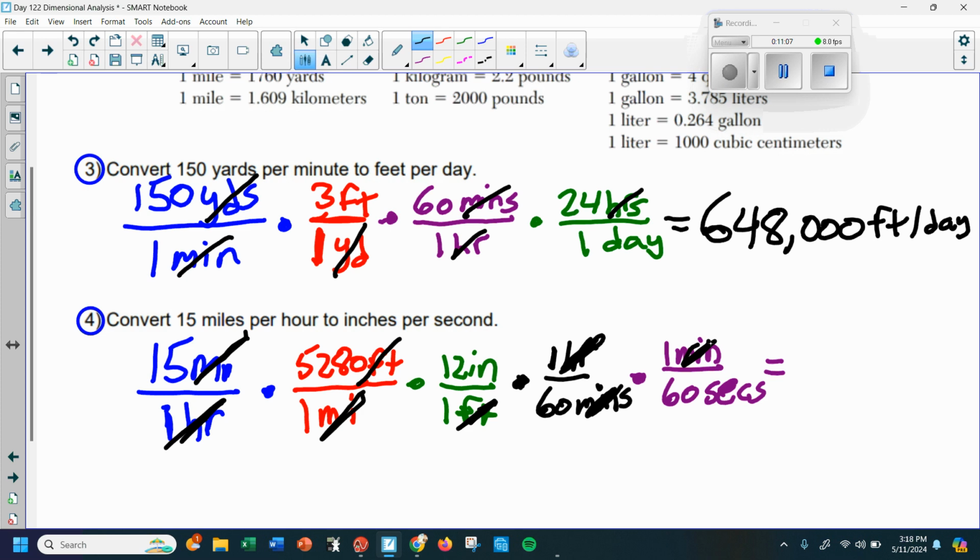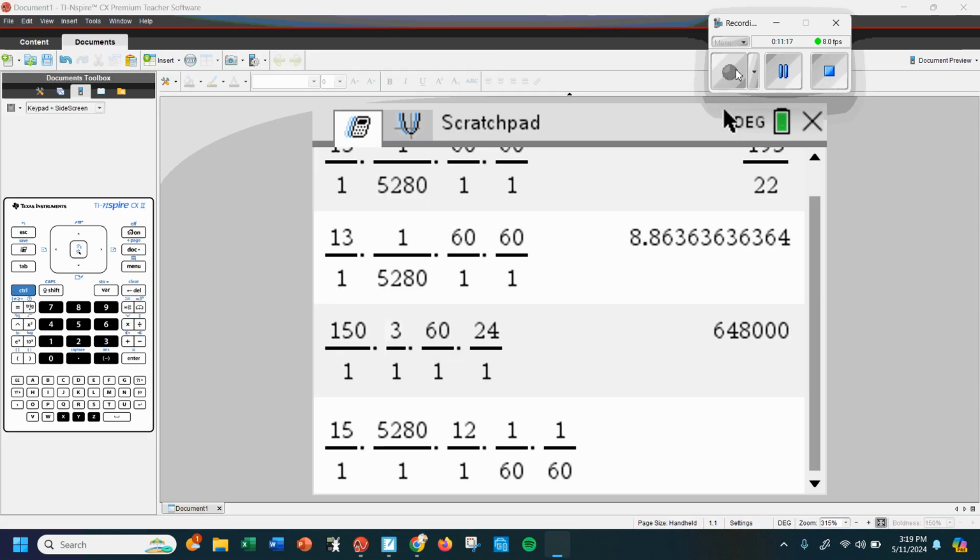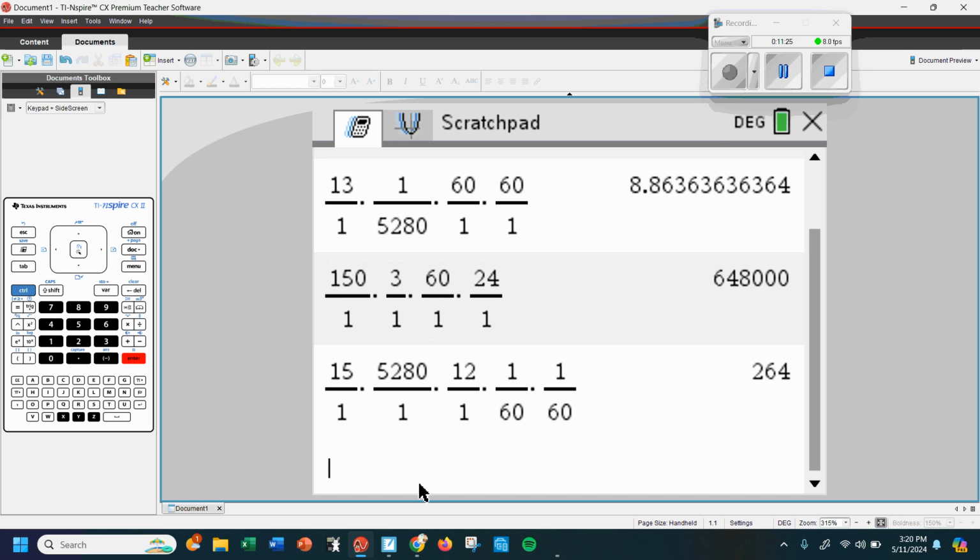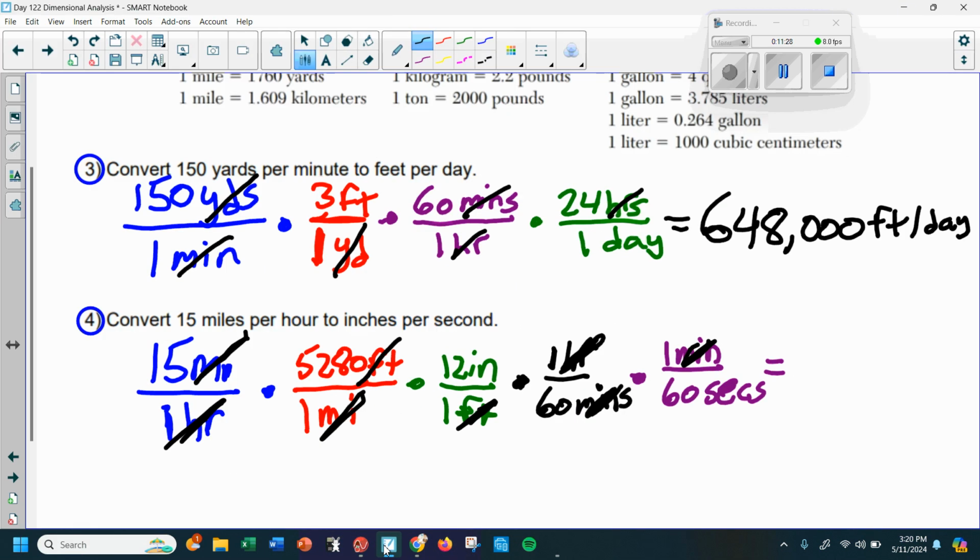So let's do the power of technology magic again. I'm going to pause the video, and then you'll see all the fractions typed in. Here we go. Ta-da! Science. Okay, so let's type this in. We did, click enter, and it comes out to 264. So let's write that down. The answer is, what color should we use? Blue. 264 inches per second. And that's how you do the part 2s of dimensional analysis.